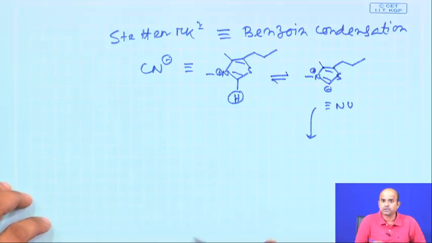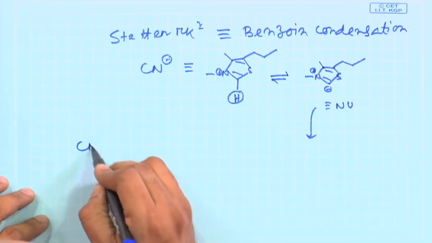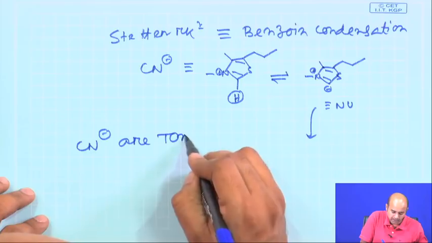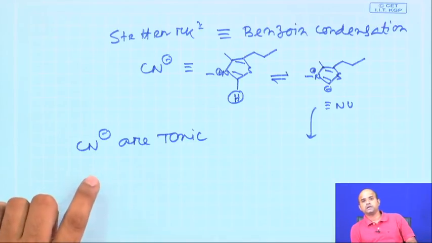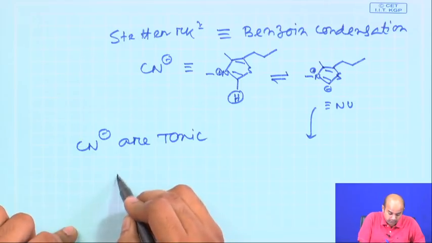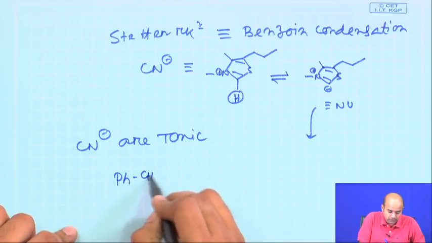Sometimes your instructor in the lab will ask whether you can synthesize benzoin without using cyanide, because all of us know that cyanides are toxic. Cyanides are toxic chemicals, and they have a potential health hazard effect. So, your answer will definitely be yes, we can do it if you use this thiazolium salt.